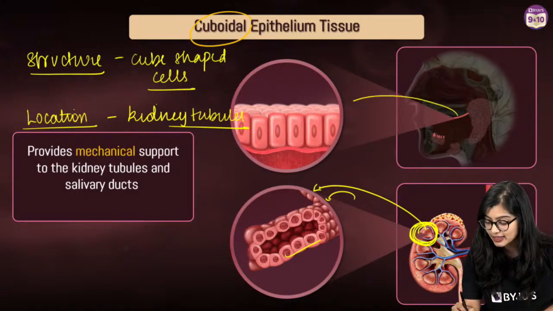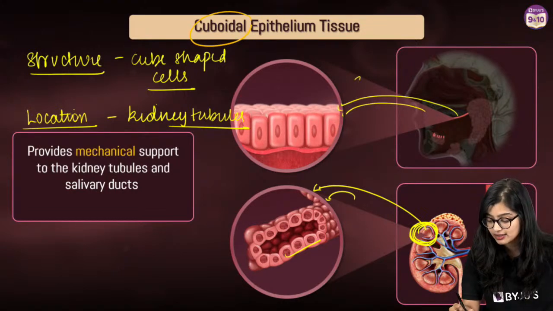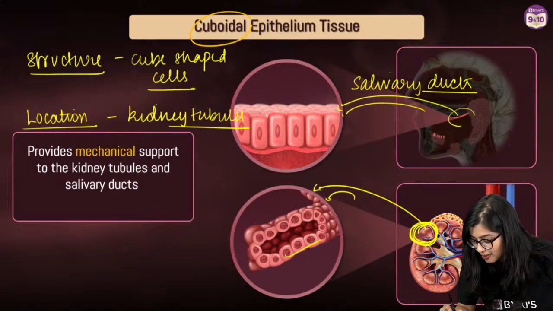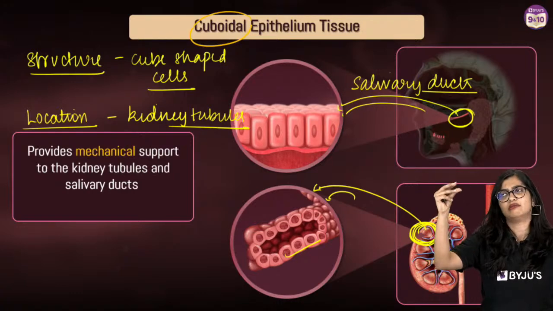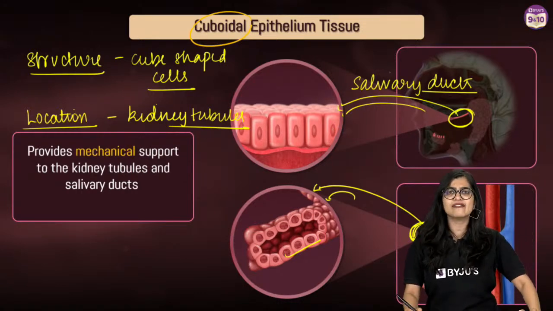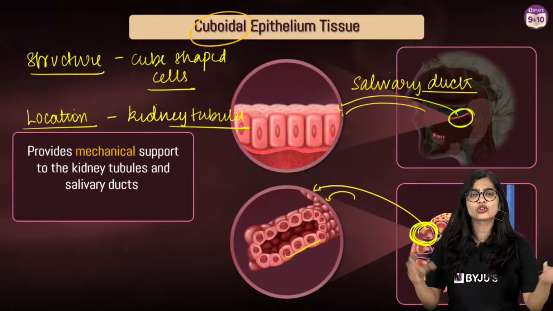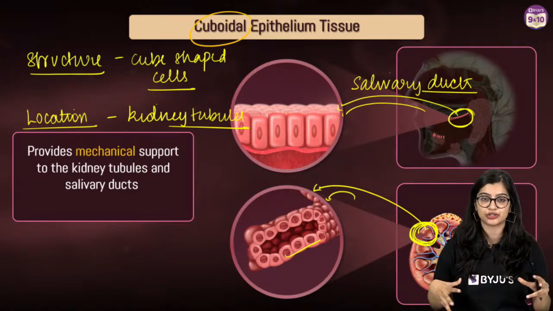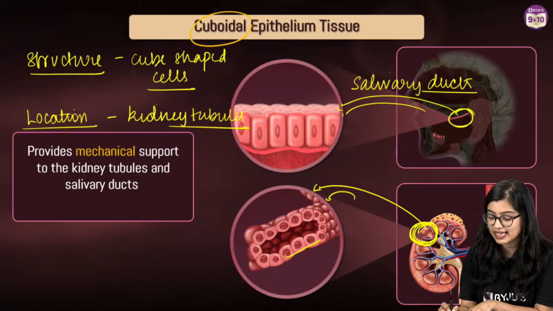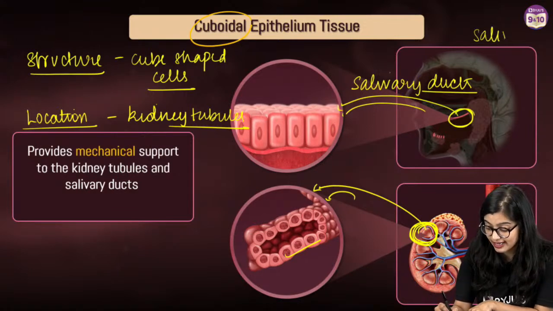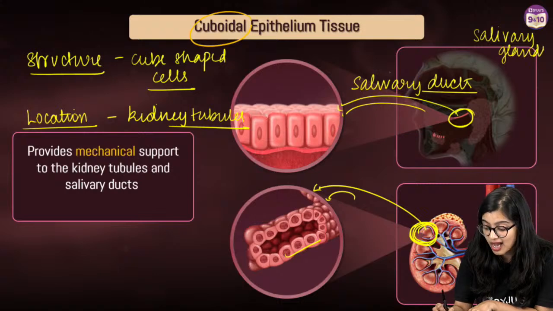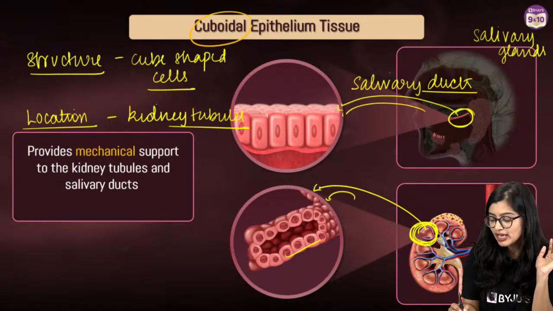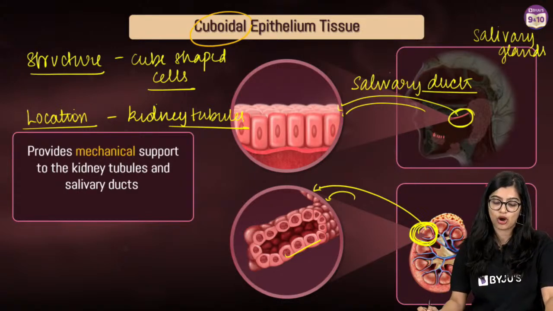And along with that, we find it in the inner linings of salivary ducts. What are salivary ducts? Ducts are tube-like structures which act like a path. Just like you have a road connecting your house and my house, think of a duct as a path or channel that connects two parts of the body together. The salivary duct connects your salivary glands and transports saliva from the salivary glands to the mouth. It's like a tunnel, exactly. And the lining of it is also made up of cuboidal epithelium.